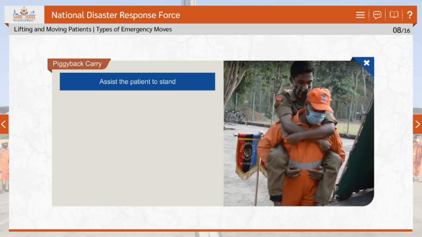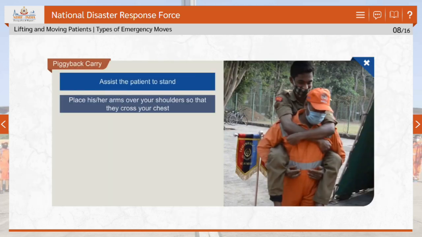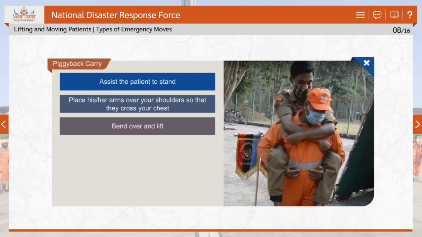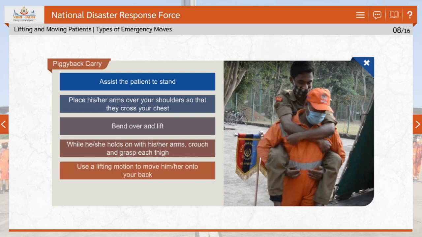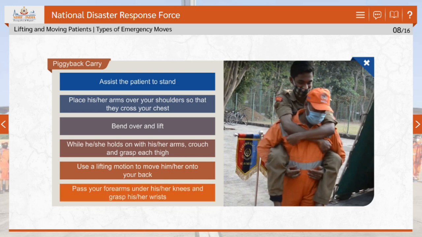Assist the patient to stand. Place his or her arms over your shoulder so that they cross your chest. Bend over and lift. While he or she holds on with his or her arms, crouch and grasp each thigh. Use a lifting motion to move him or her onto your back. Pass your forearms under his or her knees and grasp his or her wrists.